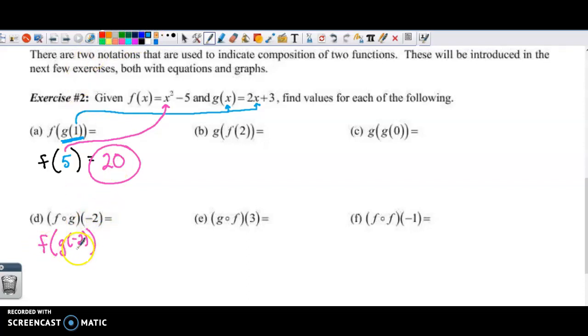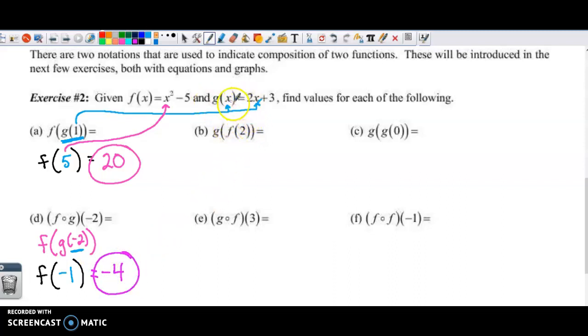Maybe I'll even use the same colors: you plug negative 2 into the closer function. Sometimes I explain it that way instead of just saying parentheses first, the closer function. So g of negative 2 first. Negative 4 plus 3 is negative 1. And then do f of negative 1. Just a reminder that when you square a negative, you get a positive 1, minus 5 to give you negative 4. So that would be your final answer there.